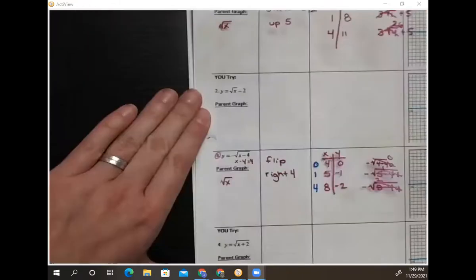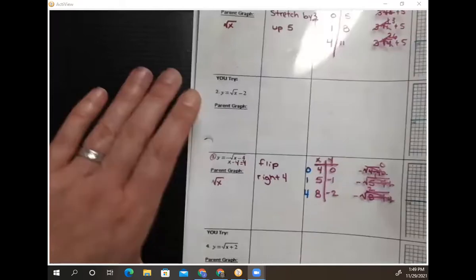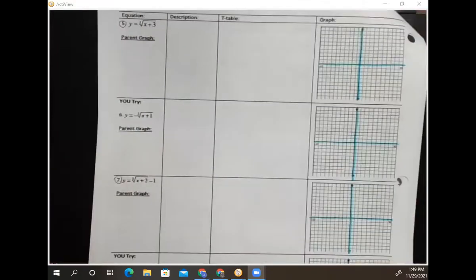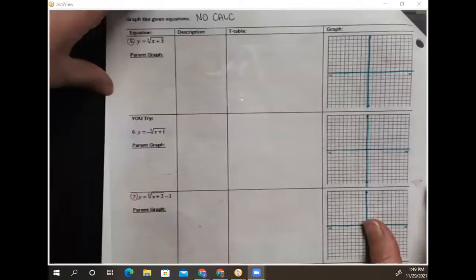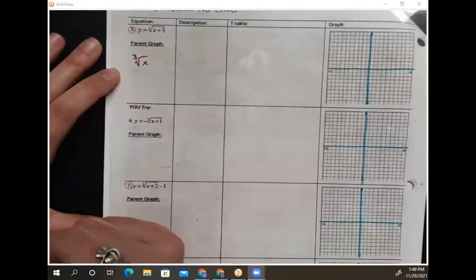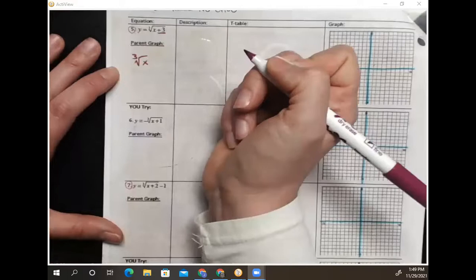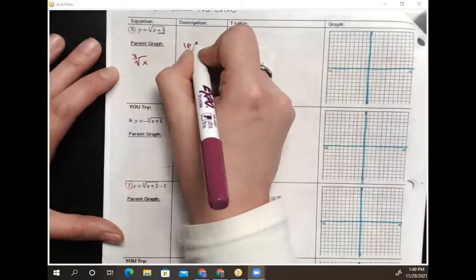Let's continue looking at some of our graphs. So on the next page, page 6, we're going to look this time at some cube root graphs. So for number 5, my parent graph that I'm starting with is the cube root of x. So that's the one that's going to go forever in both directions. And I've modified it by adding 3 to x under the root. So that's going to move me to the left 3 places.